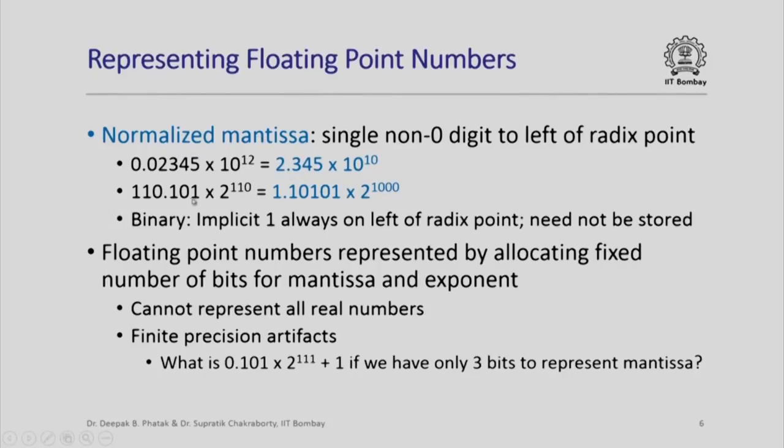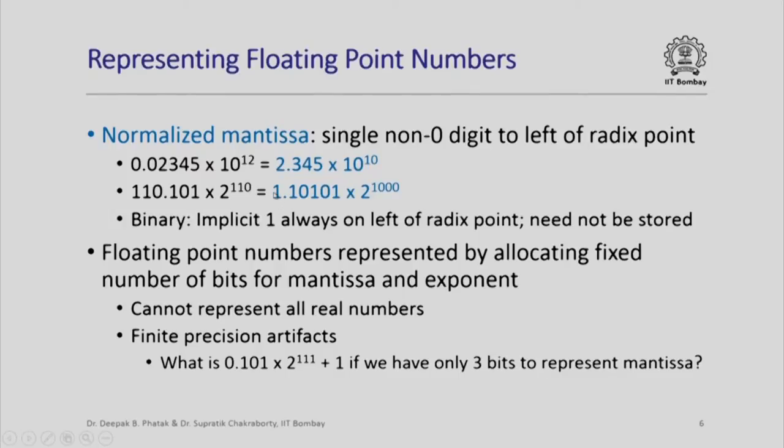And the same notion of a normalized mantissa carries over even for binary representation. This is not a normalized mantissa because to the left of the radix point we have more than one non-zero digit, whereas here to the left of the radix point we have just a single non-zero digit. And here is an interesting observation: if we are representing numbers in binary, then we only have zeros and ones to use. If there must be a single non-zero digit to the left of the radix point, that has to be 1. So there is always a 1 on the left of the radix point in a normalized binary mantissa. And because it is always going to be 1, we need not store it. We know that it is always going to be 1, and therefore this gives us one bit of information for free.